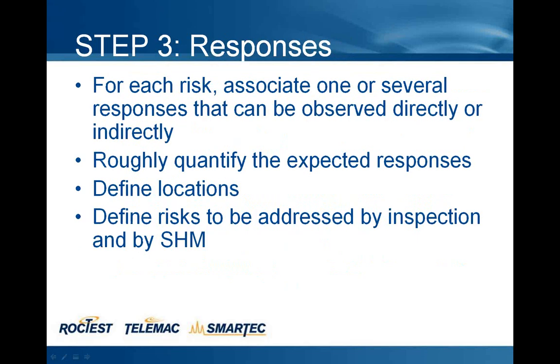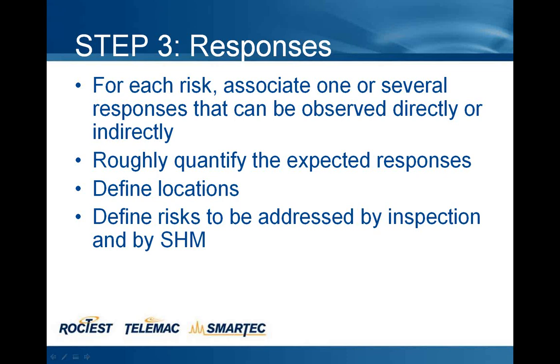This allows us to move to step 3, which is to identify the responses to those risks. So what will happen in reality to the structure if one of those risks becomes a reality. So for each risk, we will associate one or several responses that can be observed either directly or indirectly, and we will also try to quantify the expected responses. So for example, you could say if that event happens, the bridge will tilt by so many degrees, or the corrosion front will go inside the structure and will start corroding the rebars.